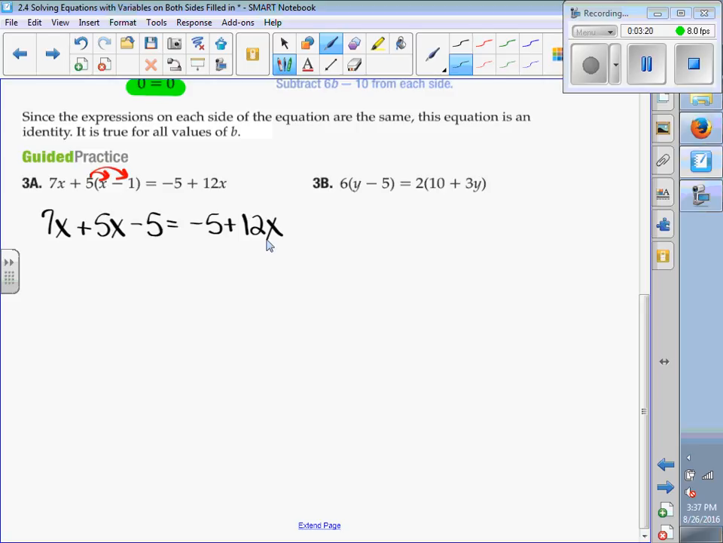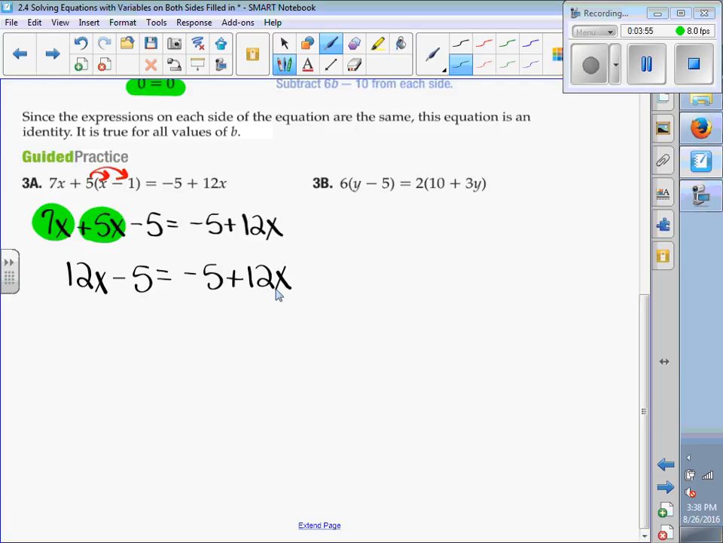When we combine our like terms, on one side over here, we can go ahead and put those together. Now, those are on the same side of the equal sign. Let me ask you this. Do I use inverse operations or do I just add them? Very good. You just add them. If you're on the same side of the equal sign, you just add. No inverse operations. So that's going to be 12x minus 5 is equal to negative 5 plus 12x.